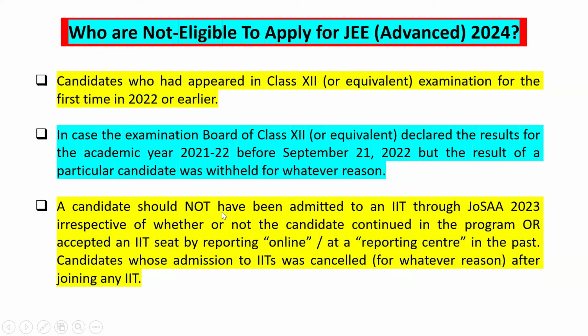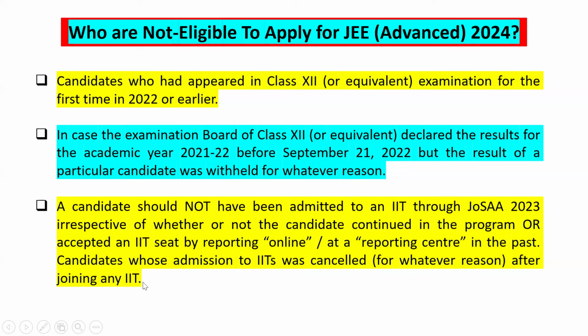Third category, a candidate should not have been admitted to an IIT through JoSAA 2023. JoSAA 2023 is the counseling agency. This agency will conduct the counseling for IIT admission. So a candidate should not have been admitted to an IIT through JoSAA 2023, that is last year, irrespective of whether or not the candidate continued in the program, accepted an IIT seat by reporting online or at a reporting center in the past. Candidates whose admission to IITs was cancelled for whatever reason after joining any IIT.